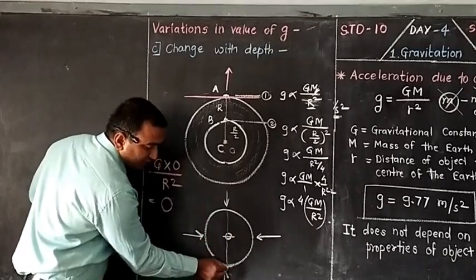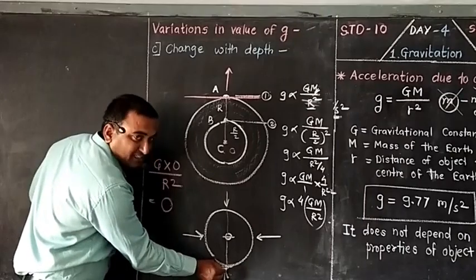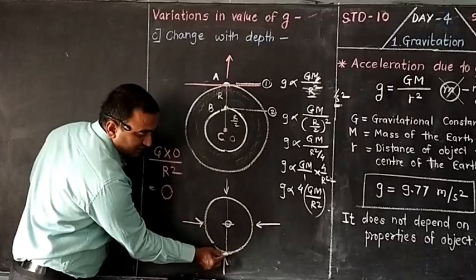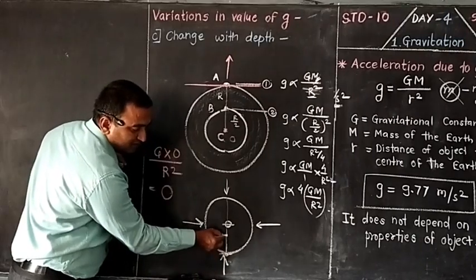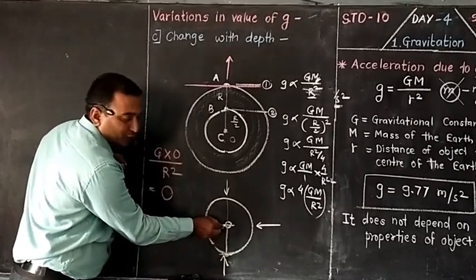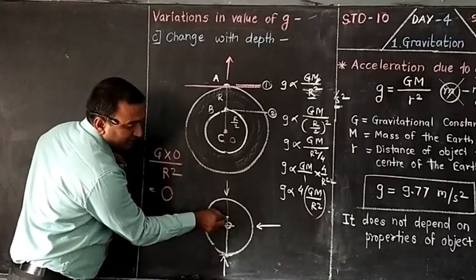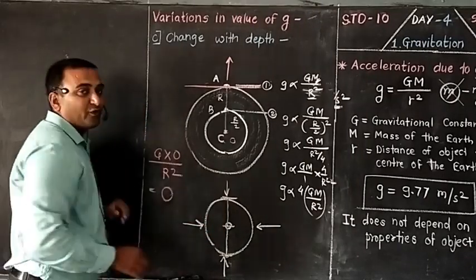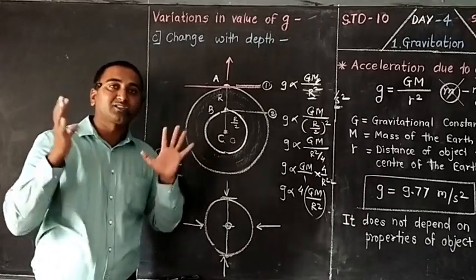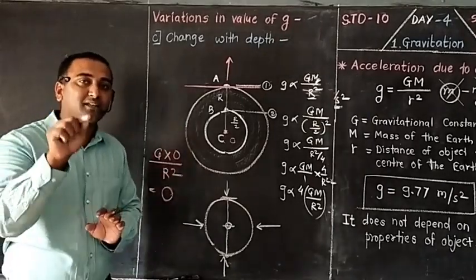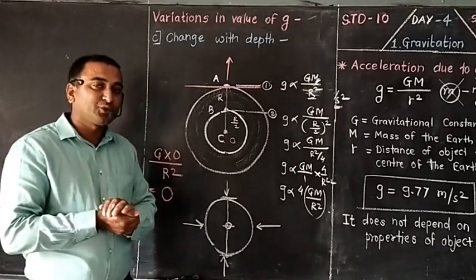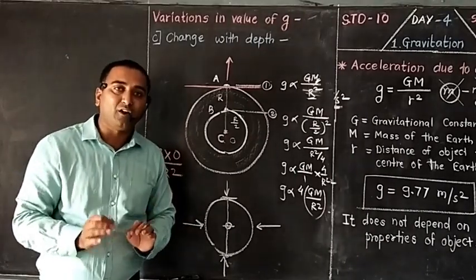If you start from this location, acceleration due to gravity is highest here on the surface of Earth. As you are moving towards the center of Earth, it becomes 0. From that center to the surface again, it is highest. So where do we have the highest acceleration due to gravity? On the surface of Earth. Where do we have zero acceleration due to gravity? At the center of Earth.